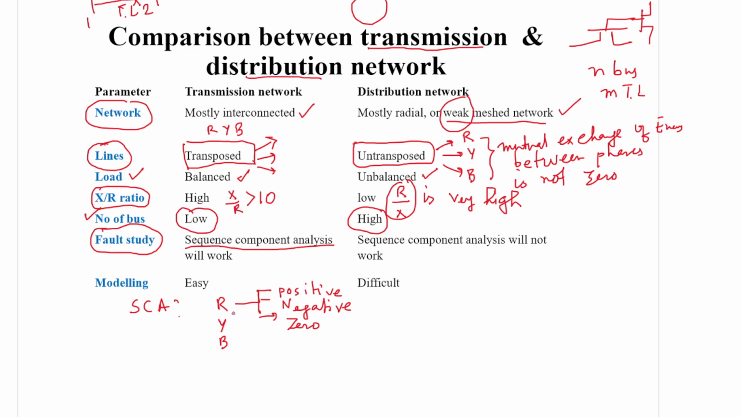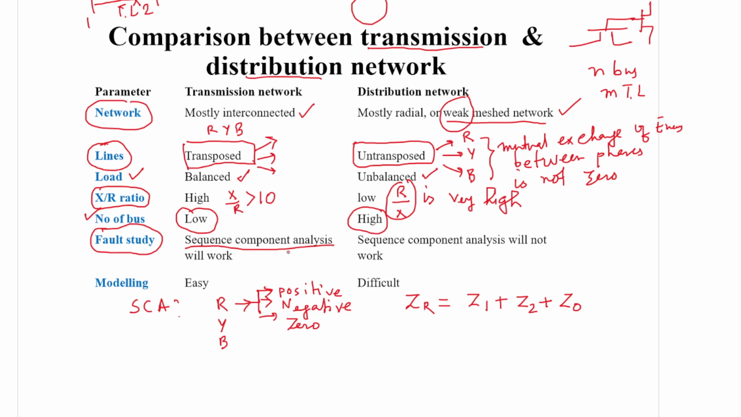So every phase is split into parts: positive sequence component, negative sequence component, and zero sequence component. For example, if you have ZR, that is the impedance of the R phase. By utilizing sequence component analysis, we can break that into Z1, the positive sequence impedance, Z2, the negative sequence impedance, and Z0, the zero sequence impedance.